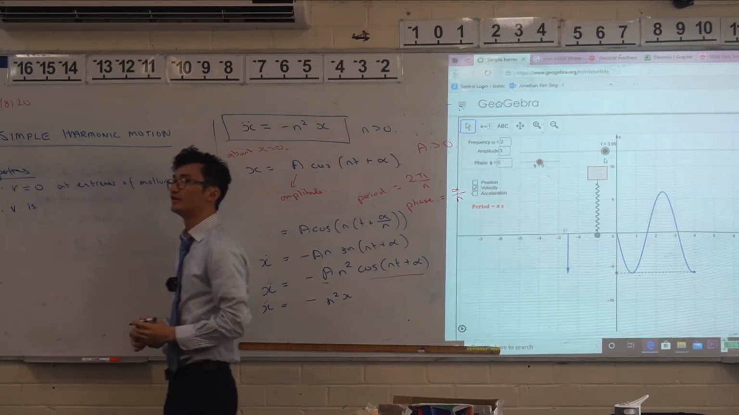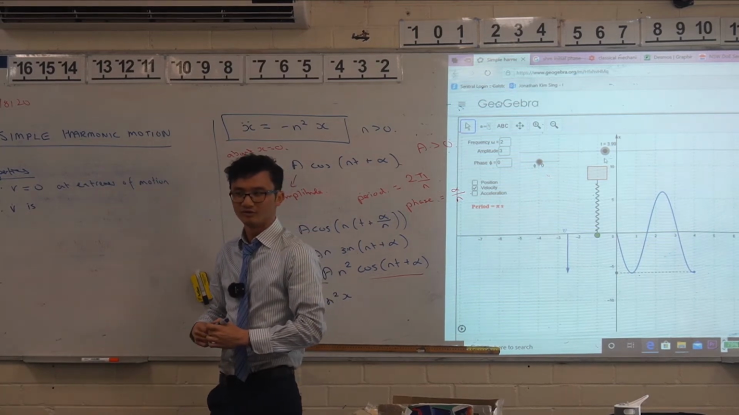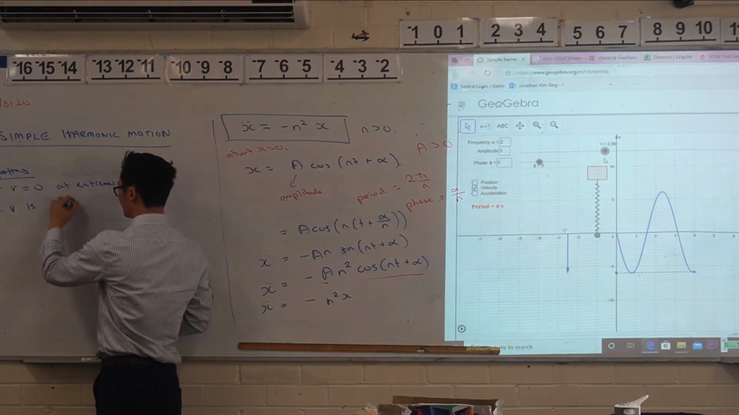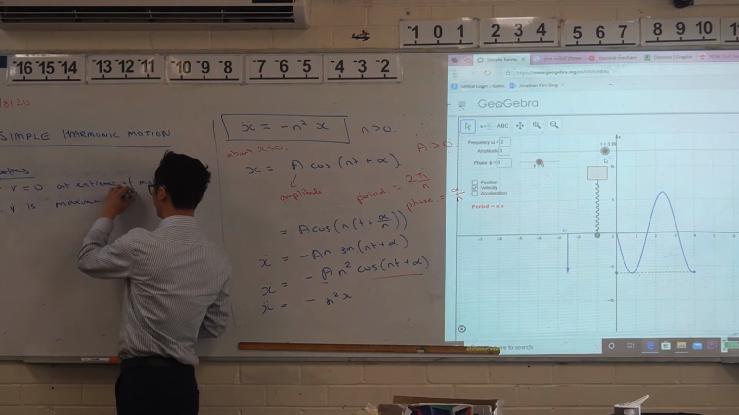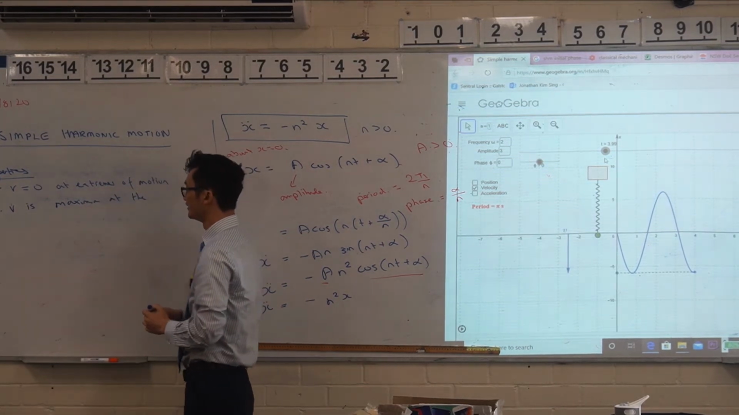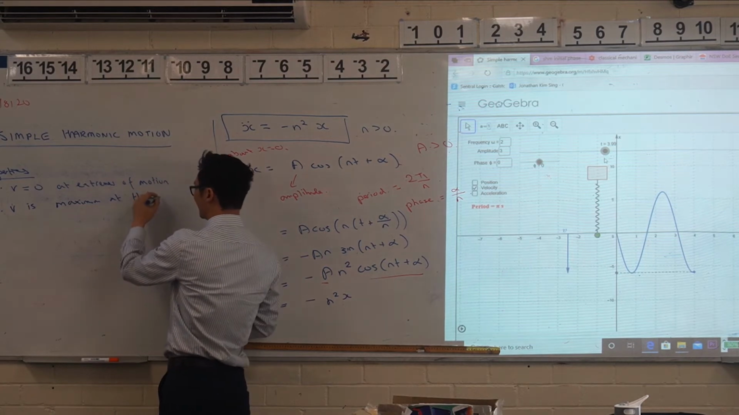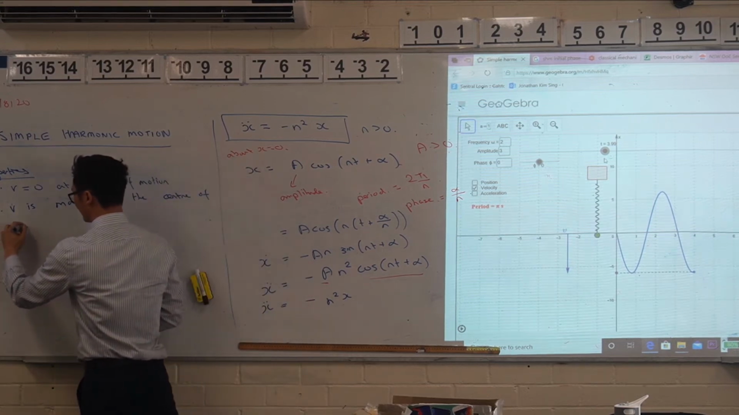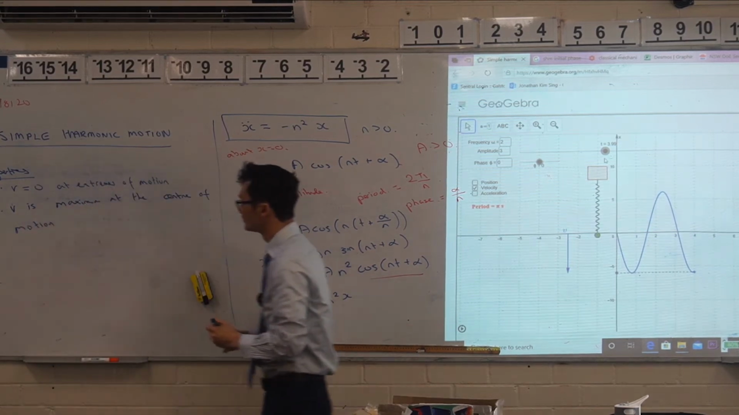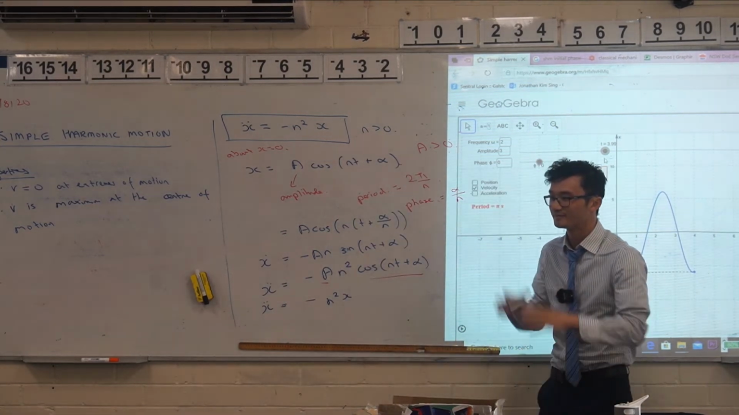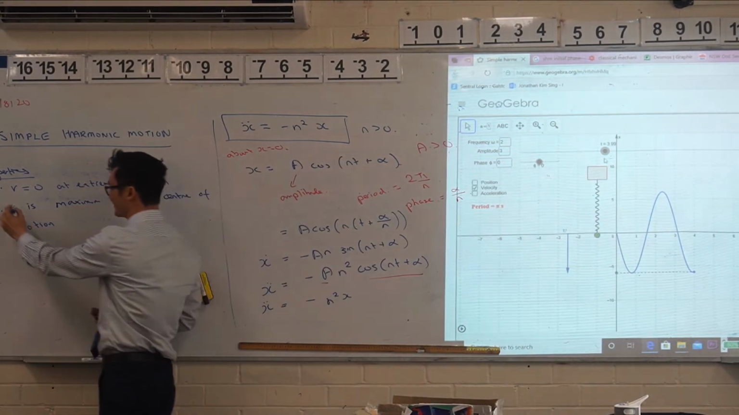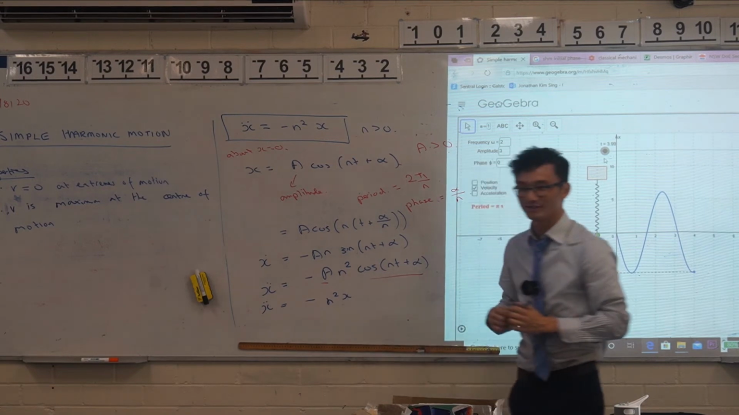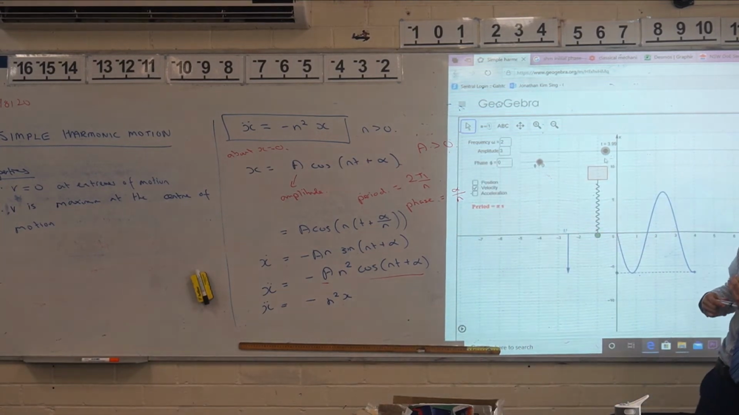How should I say this? Maybe the magnitude of V, or the velocity is the fastest at the center of motion. I kind of want to say magnitude, but I don't want to confuse you guys with vectors. I think you guys know what I mean, right? Okay, so V is maximum at the center of motion. I think that's pretty much all the velocity properties.